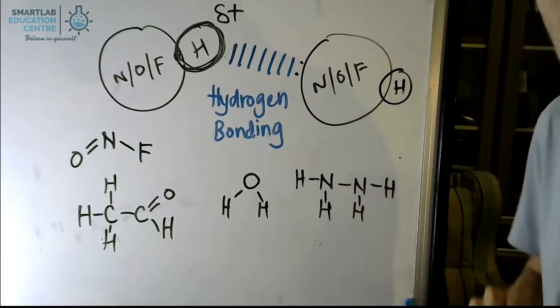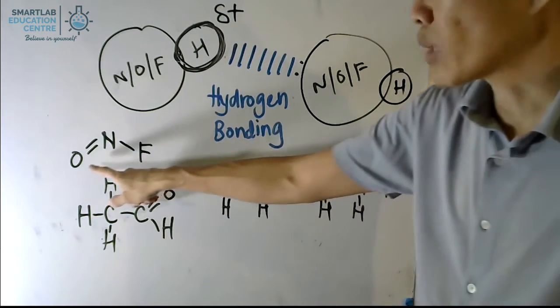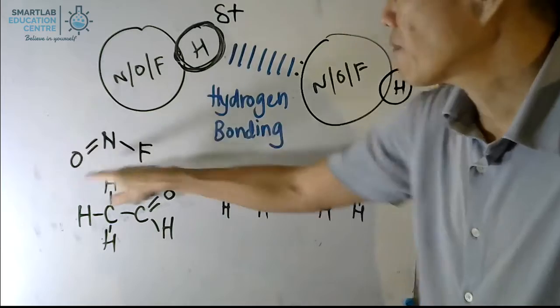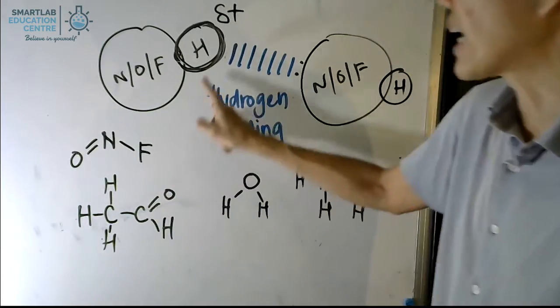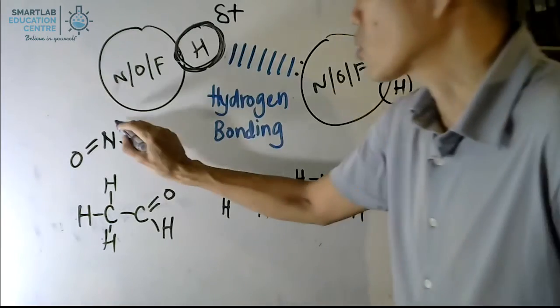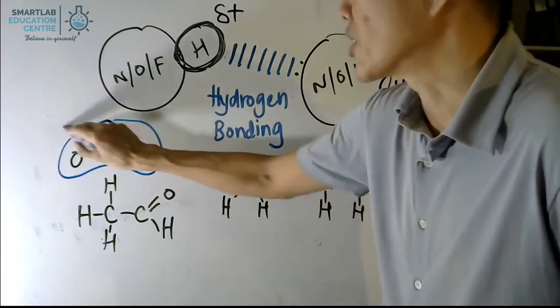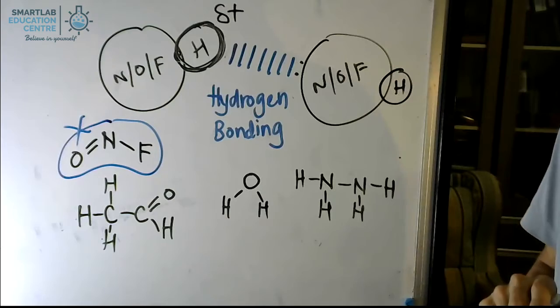So with that, let's take a look at some molecules. And the first one we have is NOF. N, O, F are actually three highly electronegative atoms, but this molecule does not have an electron deficient hydrogen. So therefore, this molecule cannot display intermolecular hydrogen bonding.